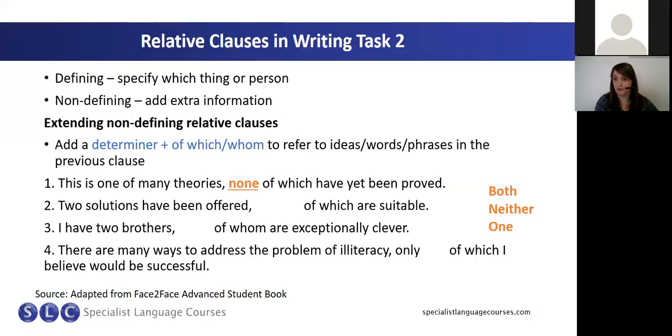But we're going to be positive, and we're going to think that my brothers are clever and intelligent. So this gives us: 2 solutions have been offered, neither of which are suitable. I have 2 brothers, both of whom are exceptionally clever. And finally, there are many ways to address the problem of literacy, only one of which, in my opinion, would be successful. So you can use various determiners to link your writing and to add more information.